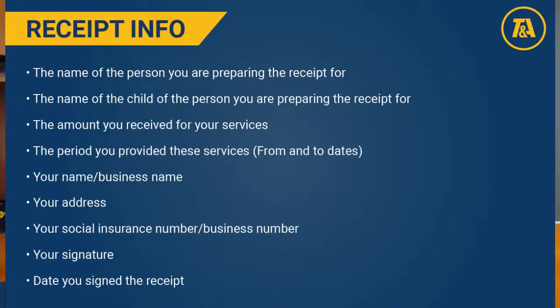If you're doing a yearly receipt, you would put your name or your business name on there, your address, your social insurance number and/or business number, and your signature, you should be signing off on them. And then you should also date the receipt. Like I said, these are all the things that should be on the receipt you provide to your clients in order for them to be able to submit them to the CRA and not have any issues.